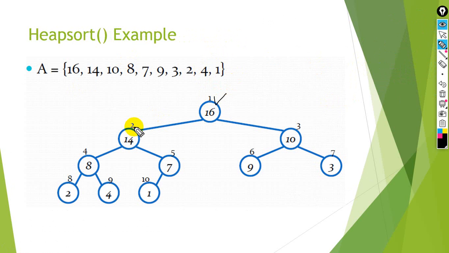The array is 16, 14, 8, 7, 10, 9, 3, 2, 4, 1. So look at this. The index numbers will be just like this: 1 2 3 4 5 6 7 8 9 10. So we have 10 elements and this is a max heap. First we should swap 1 with 16.